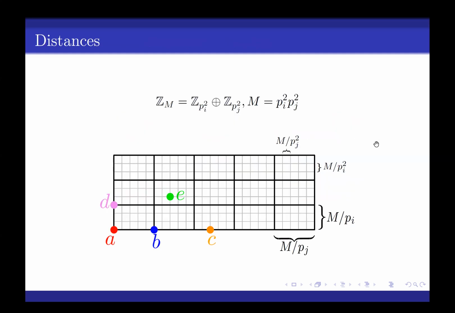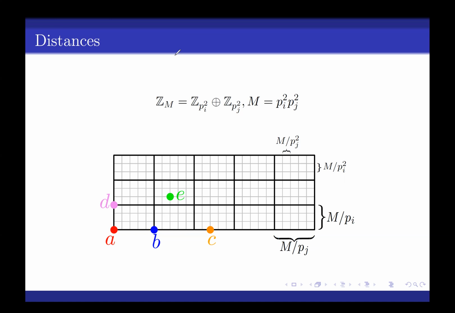So I'm going to show you quite a lot of pictures. Just to make sure we're all on the same page, let's start with a very basic example. In front of you, you're looking at the group Zm, where M is pi squared pj squared. This means that we're going to have two dimensions, that's two distinct prime factors. And in each direction, we're going to have two scales: the top scale, which is either M over pi or M over pj, and the bottom scales, which are M over pi squared and M over pj squared.